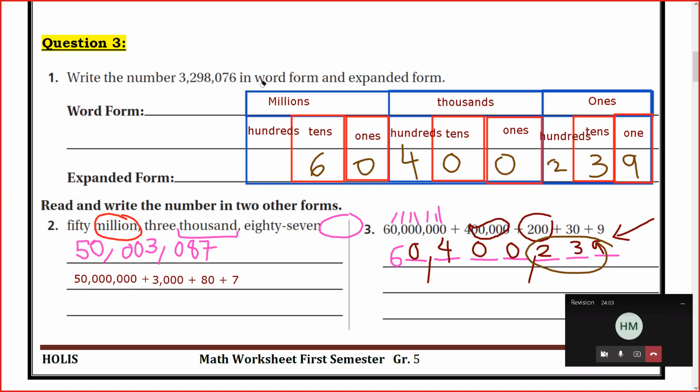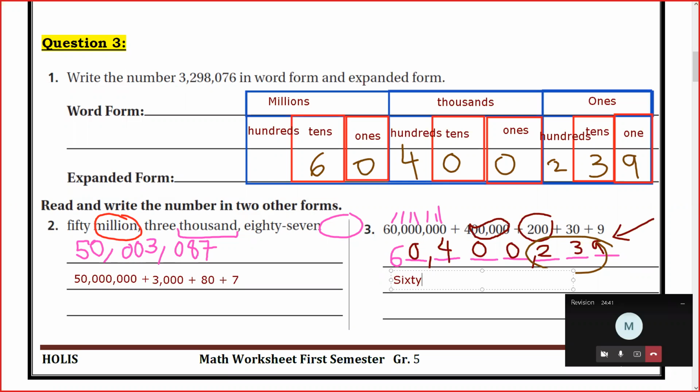Muna, are you here? Yes, teacher, I am Muna. Yes, Muna. Can you read this number, please? 60 millions, bravo. 400,000 and what? 1,239. Bravo, good job. Let's write it here now.